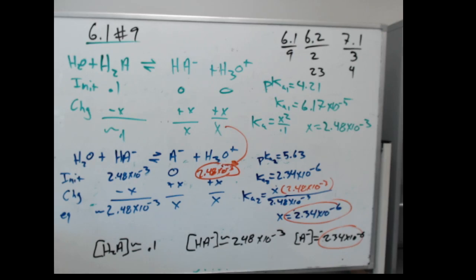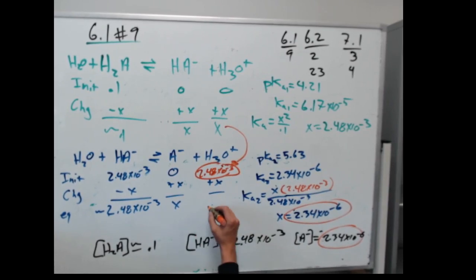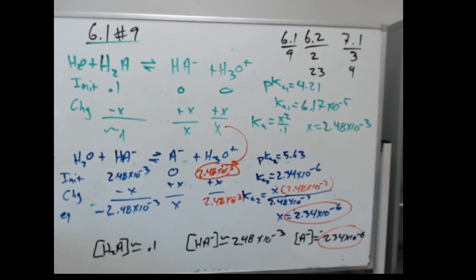The last part, finding the pH of the solution. So here, I have to take my x value, well, it's really just the green value, right? Technically, it should be the green value plus the blue value, but I'm using the x is small approximation. Sorry, that should be 2.48 times 10 to the minus 3, right?